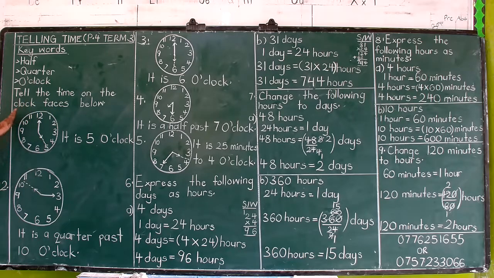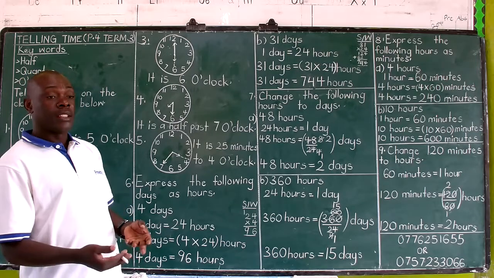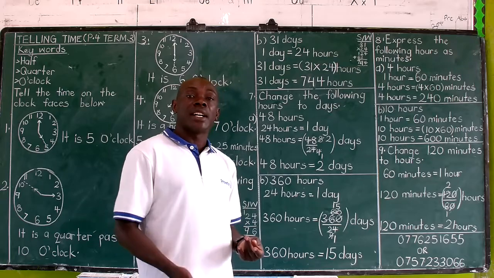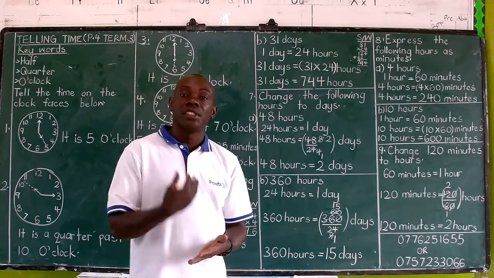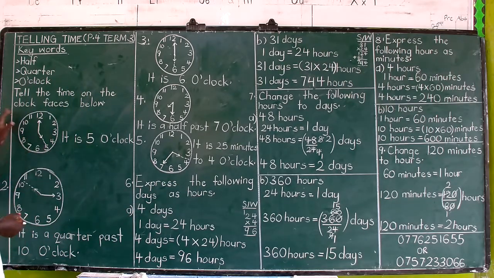Now you are going to tell the time on each of the clock faces below. And as we said in P.4, we count these minutes in terms of fives. You must know table 5, like 5, 10, 15, 30. So I've said 5, 10, 15, 20, 25, 30, 35, 40, 45, 50, 55, 60. So at least up to 60, then you'll be able to tell time.